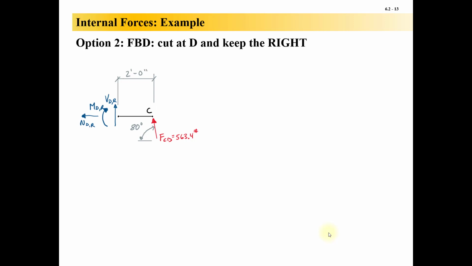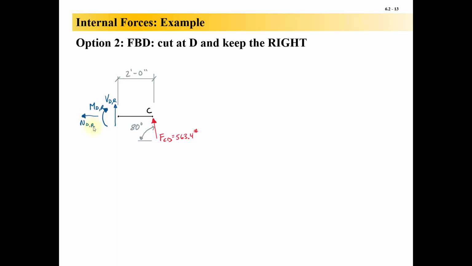Let's do the exact same example again now, but do the other free body, the free body on the other side. So I'm going to keep just this little nub over here to C. I've got the applied FCD here, which is from that 2-force member from the previous example. It's got a force in it of 563.4 pounds acting at 80 degrees from the horizontal. Note that I now have my shear pointing up, my moment clockwise. My axial force is always pointing away.